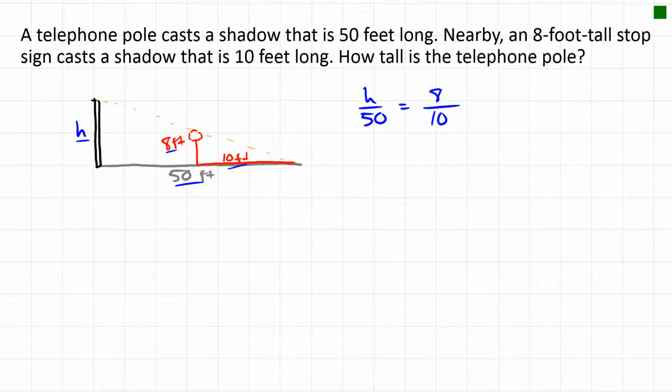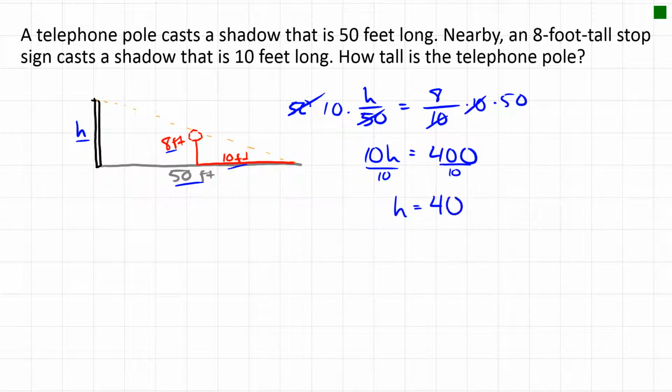So now I can go ahead and solve this. I'll solve this one by cross multiplication. So multiplying by 10 on each side, and multiplying by 50 on each side, so that my 50s go and my 10s go, leaving me with 10h equals 8 times 50, which is 400. And then divide by 10, and I get h equals 40 feet.